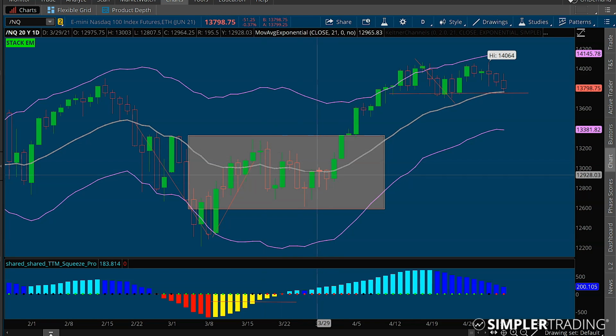So we go into a new squeeze. The red dots tell us, hey, here's a high compression squeeze. We have light blue positive bars on the histogram. So we're building up bullish momentum.